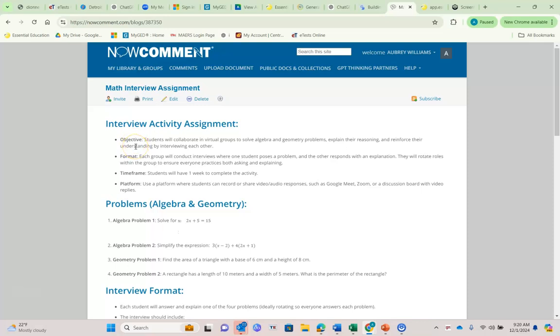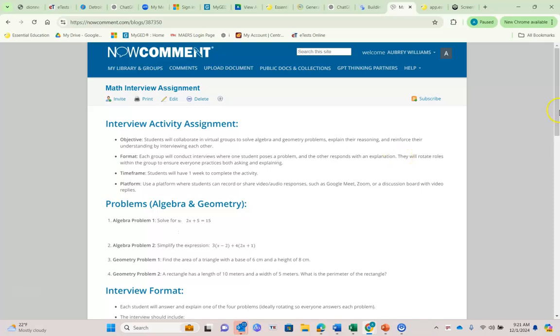The second asynchronous activity that I designed using Now Comment was a math interview assignment. The objective of this is for students to interview each other in virtual groups and solve algebra and geometry problems, explaining their reasoning and reinforcing their understanding by interviewing each other. Each group will conduct interviews where one student poses a problem and the other responds with an explanation. This will rotate roles within the group and ensure that everyone practices both asking and explaining. As an asynchronous activity, this will be done virtually. Not all the students will be working on this at the same time, but as the students work in groups, they'll be able to work in their respective time settings.